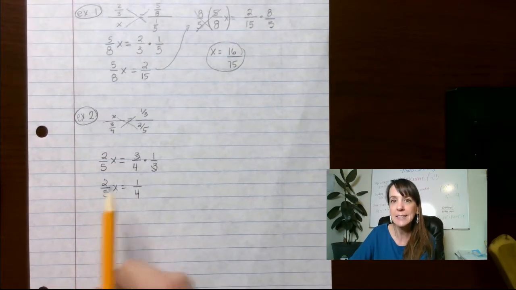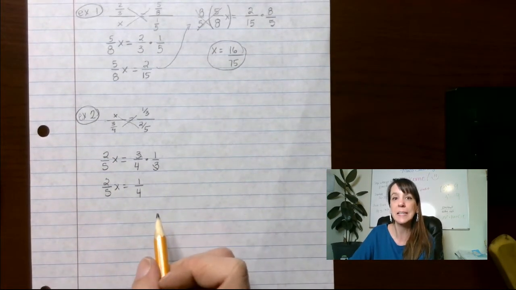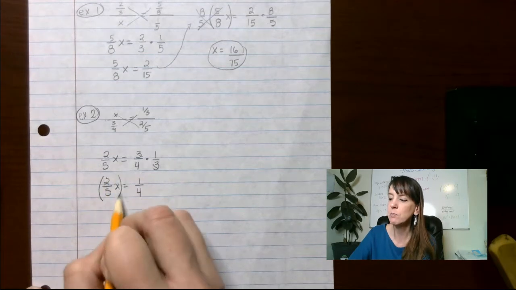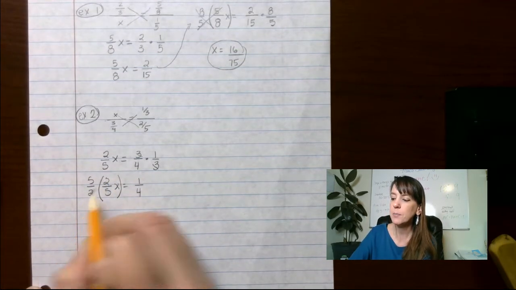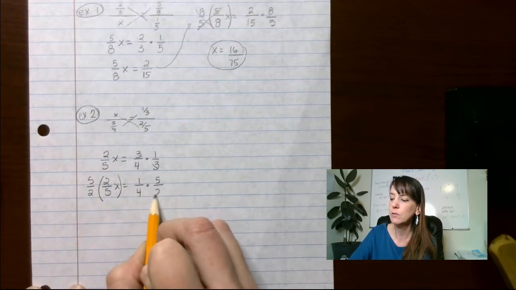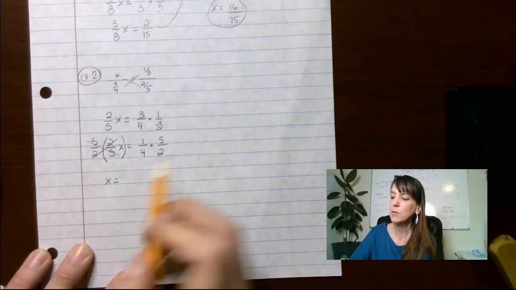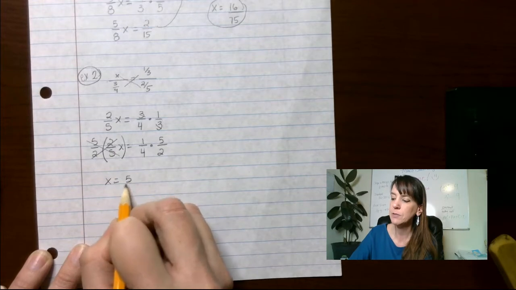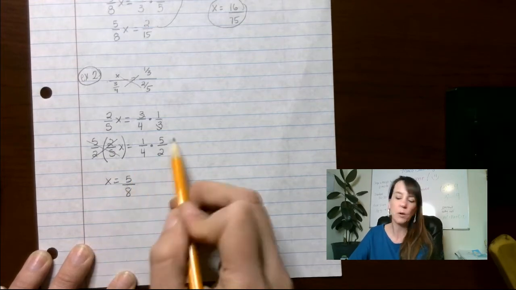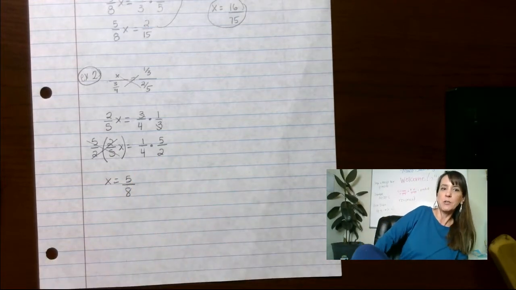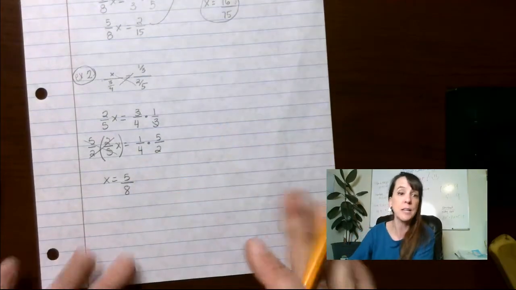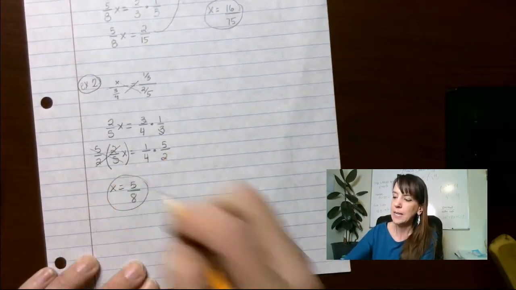2/5 times x, the opposite of multiplying is dividing, but we never divide fractions. We multiply by the reciprocal. Multiply this by 5/2. This cancels out, get that x all nice and by itself, equals, multiply straight across the top, I get 5, straight across the bottom, I get 8. I don't see anywhere where I could cross cancel. I wanted to look at that first, and sure enough, I can't reduce that, so that is my answer.